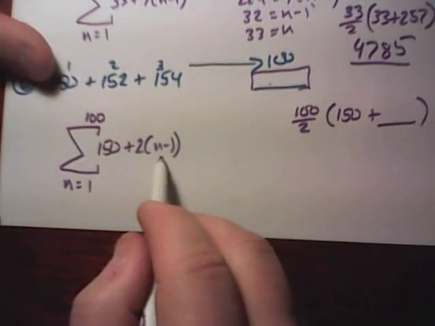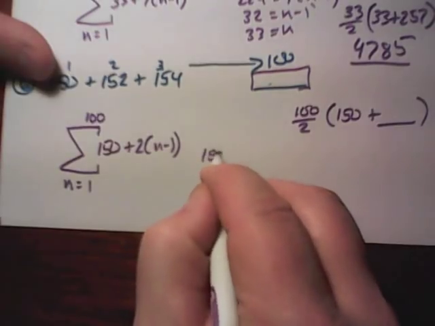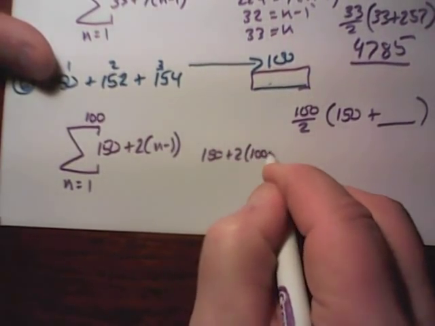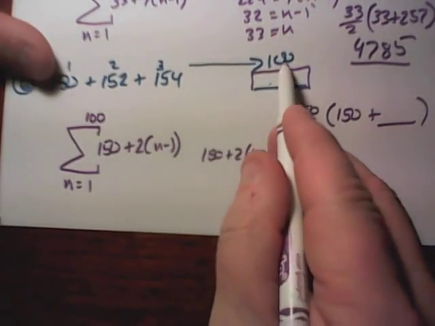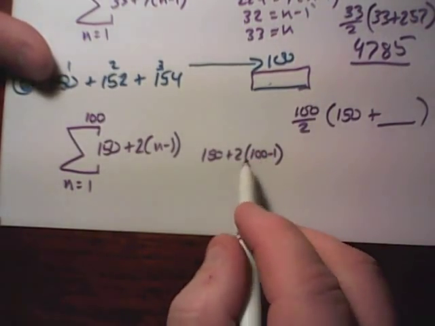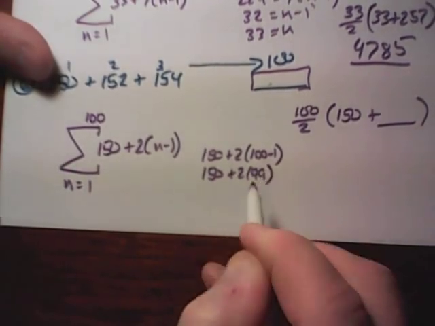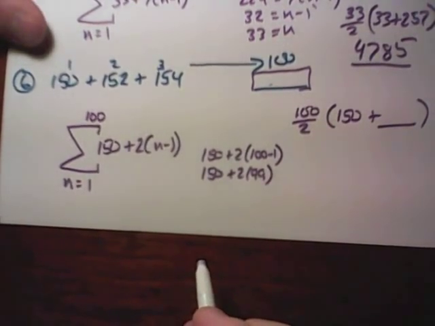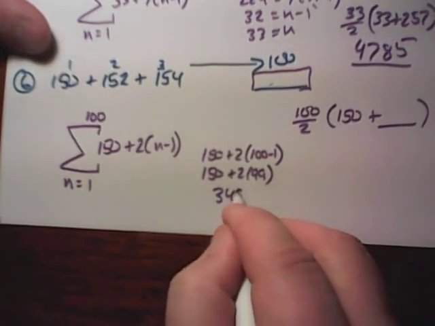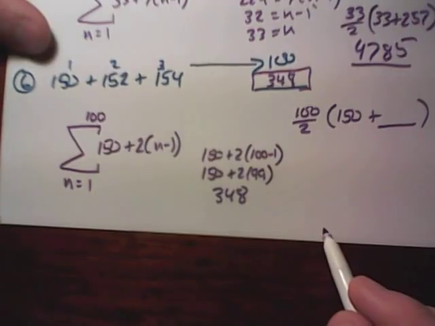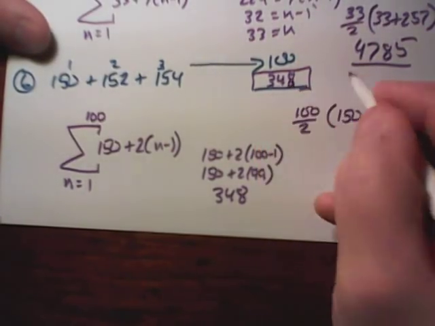So in order to find that, I'm going to use this explicit formula. It's 150 plus 2 times 100 minus 1, because it's the 100th term. So that's going to be 150 plus 2 times 99. 2 times 99 plus 150 is 348. So the 100th term of this sequence is going to be the number 348.